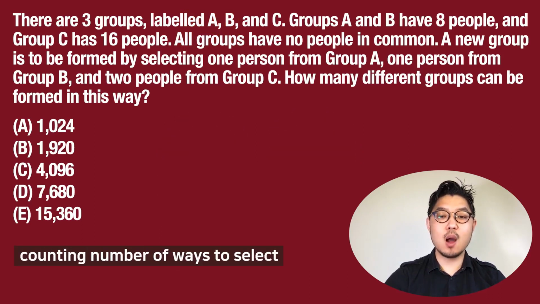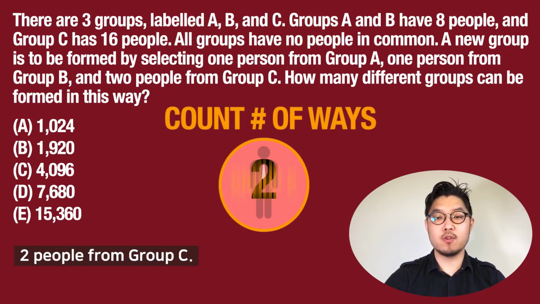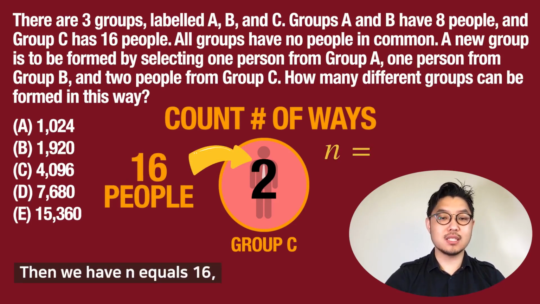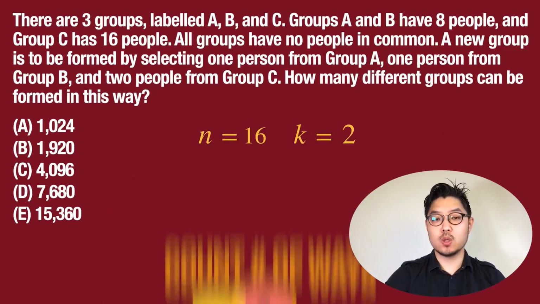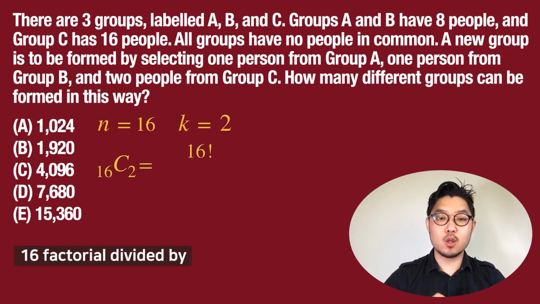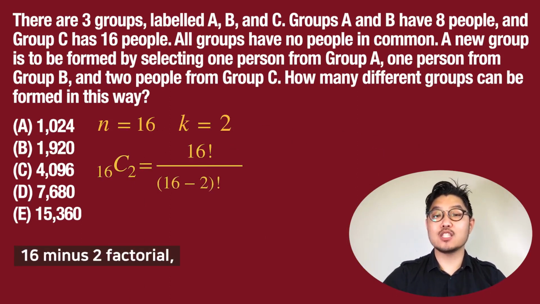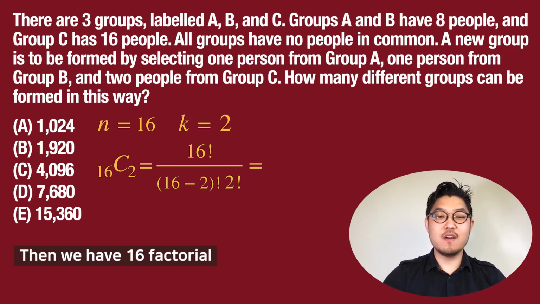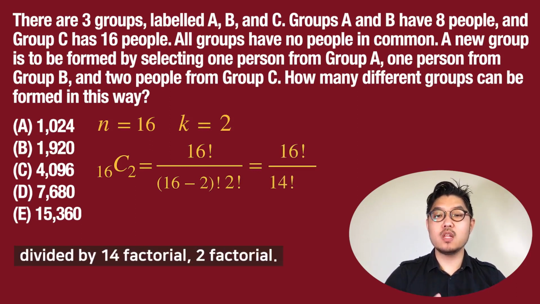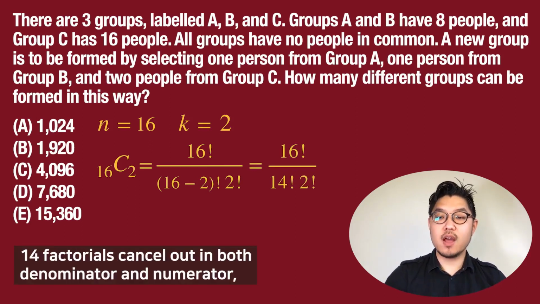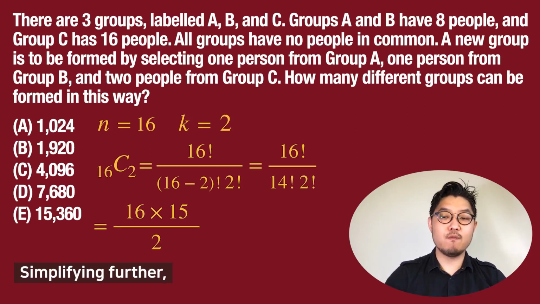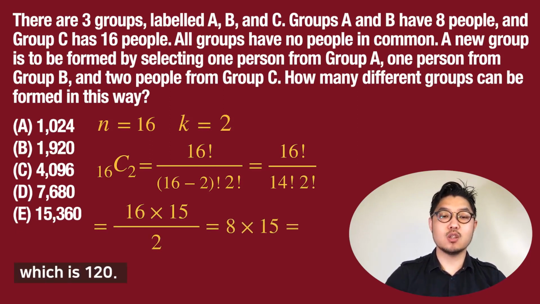The third step is counting the number of ways to select 2 people from Group C. There are a total of 16 people in Group C. Then we have n equals 16 and k equals 2. 16C2 equals 16 factorial divided by 16 minus 2 factorial multiplied by 2 factorial. Then we have 16 factorial divided by 14 factorial times 2 factorial. 14 factorials are cancelled out in both the denominator and numerator, and we have 16 times 15 over 2. Simplifying further, we have 8 times 15, which is 120.